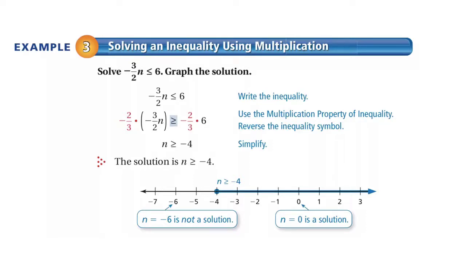Well, the left-hand side does simplify just to n, so that's good. We've isolated the variable. And on the right-hand side, negative 2 over 3 times 6, or times 6 over 1. That'll give us 12 over 3, which is 4, and it's 1 of each, so it's a negative 4. But notice, the symbol in the middle went from less than or equal to, and now it becomes greater than or equal to, because we multiplied both sides by a negative number. So the answer is n is greater than or equal to negative 4.